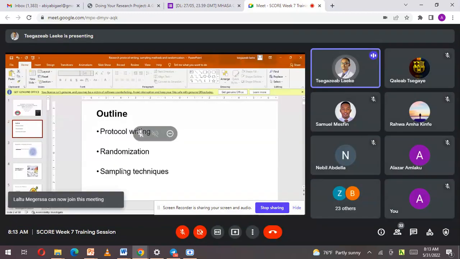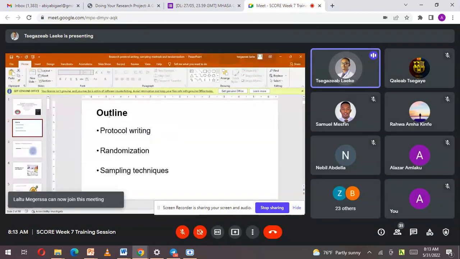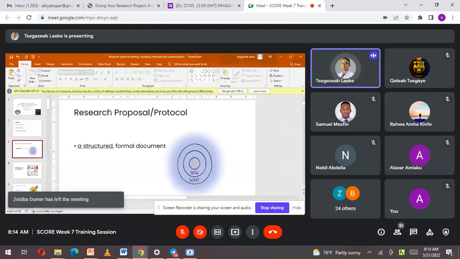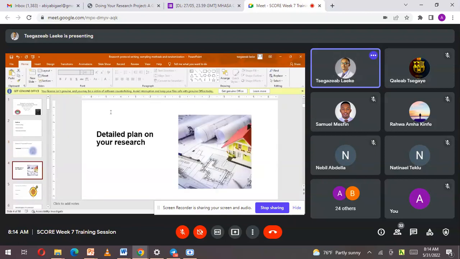Okay, so yeah, let's proceed. So the outline of my presentation will be on protocol writing, randomization, and then at last on sampling techniques. So to start with a research proposal, we use the term proposal and protocol alternatively. So when we say a research protocol, we refer to a structured and formal document which mentions about why we do the research, how we do it, and what we are expecting from our research.